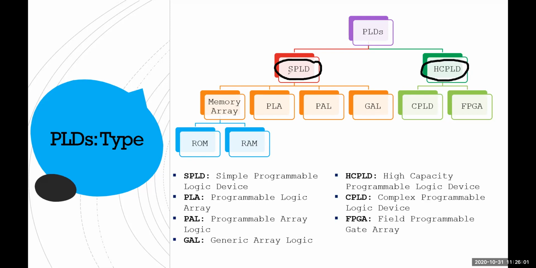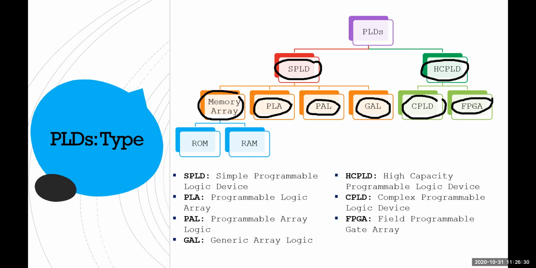Simple programmable logic device, or SPLD, can be divided into four types. Number one is memory array, PLA, programmable logic array, PAL, programmable array logic, GAL, generic array logic. These are the four types of SPLD. Now, HCPLD can be divided into two types. One is CPLD, complex programmable logic device. The other is FPGA, field programmable gate array.